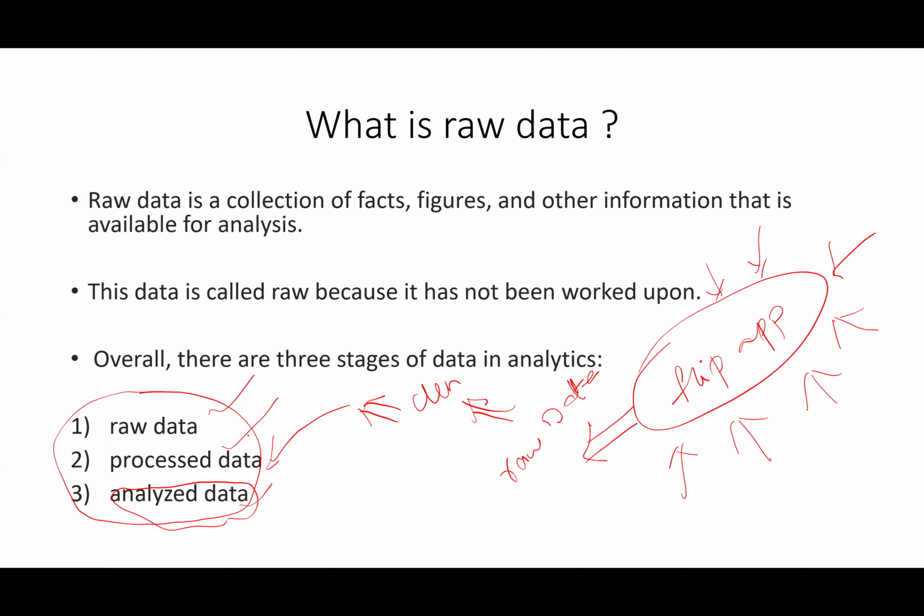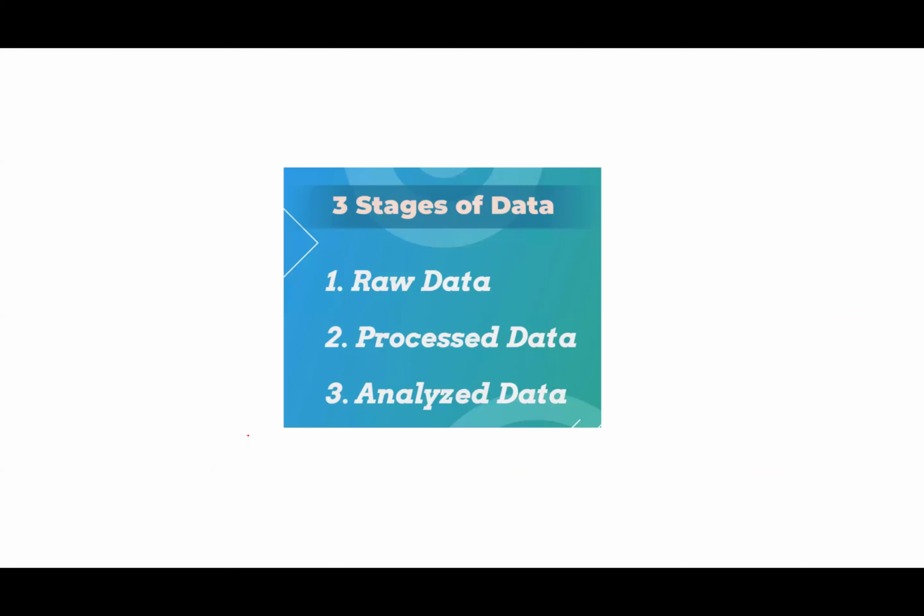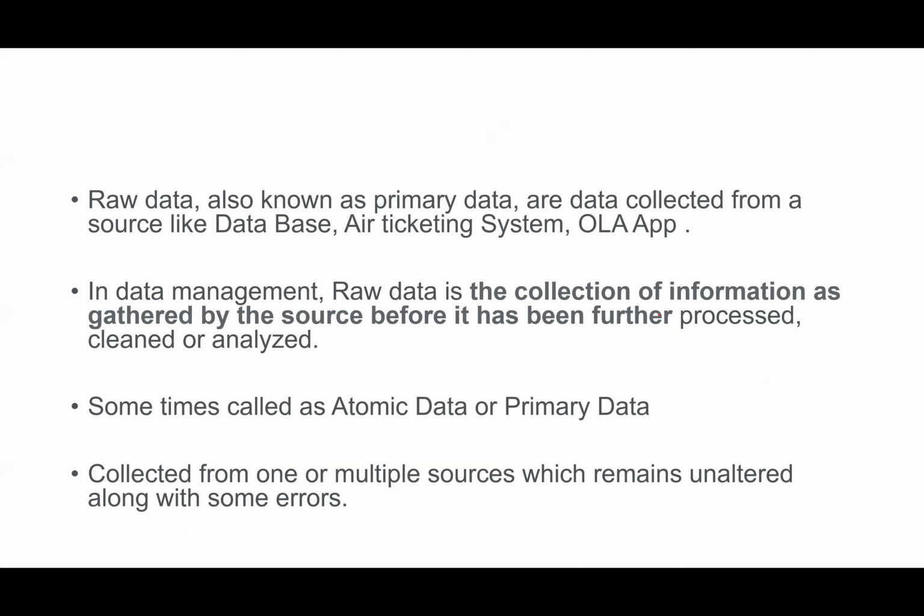So raw data is also called structured data. Processed data is also called unstructured data. Fine. So the same thing I have explained: three types of data. This is all about the raw data. It is also called atomic data or primary data because it's the first data collected by the app, like the Ola app and all.